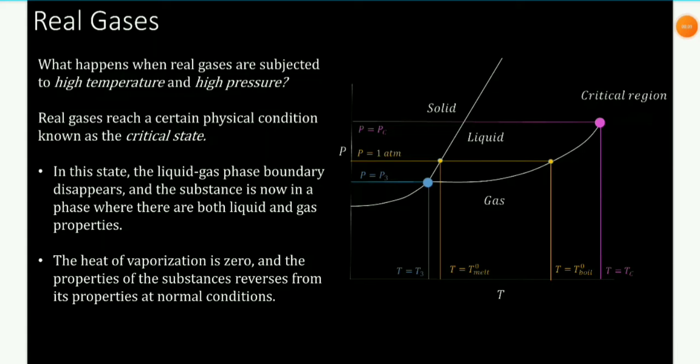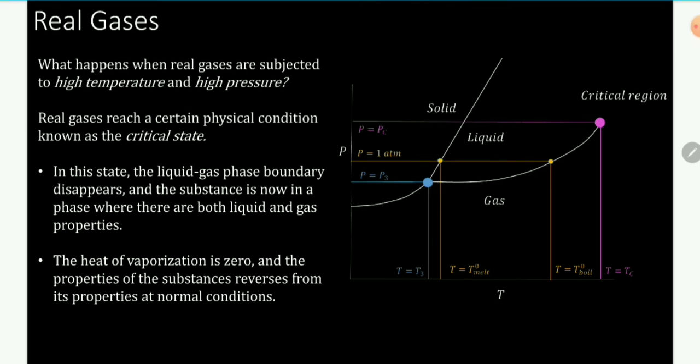So in this video, we're going to explore the concept of the critical state, the critical parameters, and some parameters that can be derived from the values of those critical parameters. Okay, so nakikita nyo ngayon, meron tayong phase diagram, meron tayong mga boundaries na tinatawag.